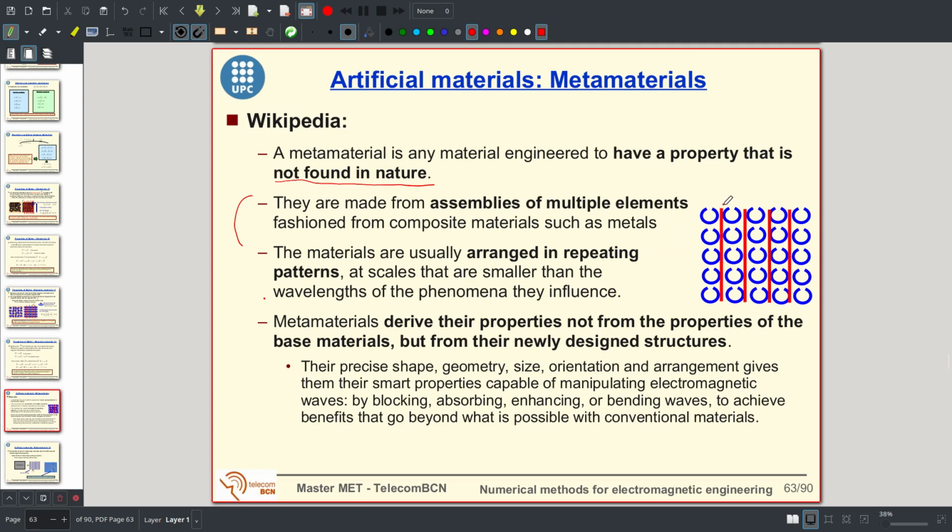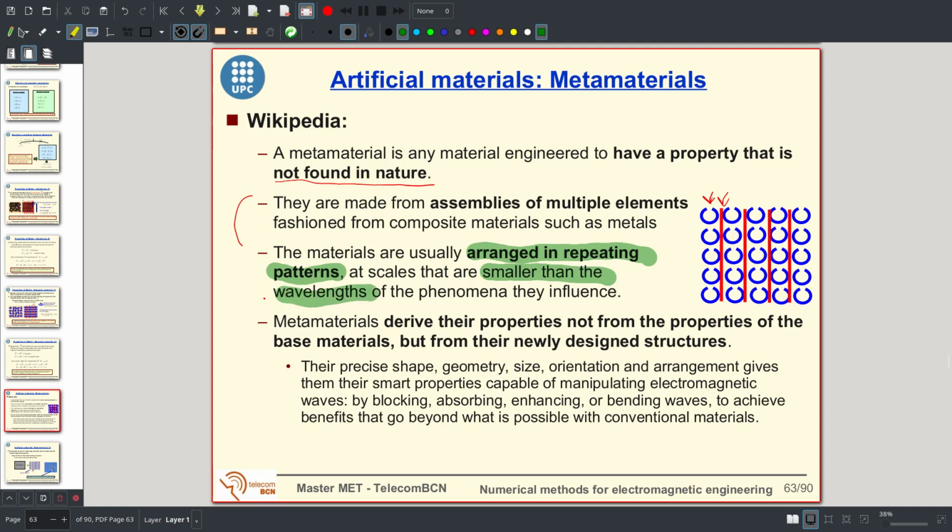For example, this is just an assembly of open loops and wires, and using this assembly of open loops and wires we can achieve equivalent permittivity and permeability that are not found in nature. But what is very interesting is that the materials are usually arranged in a repeating pattern. This is very important, and very important also that the scale of the pattern is smaller than the wavelength.